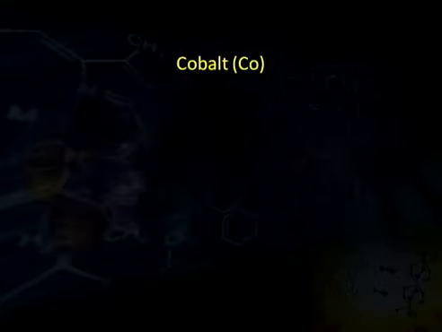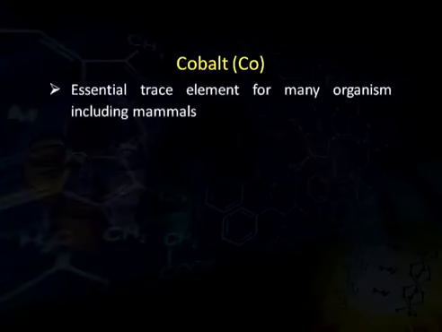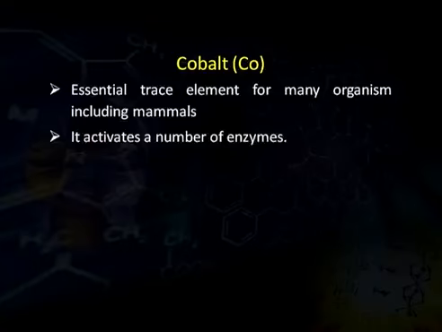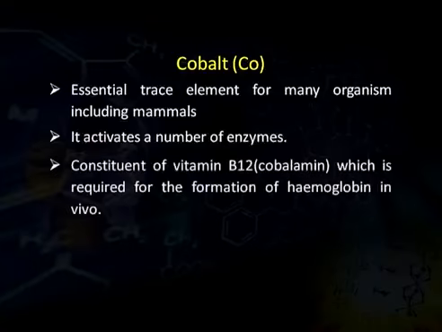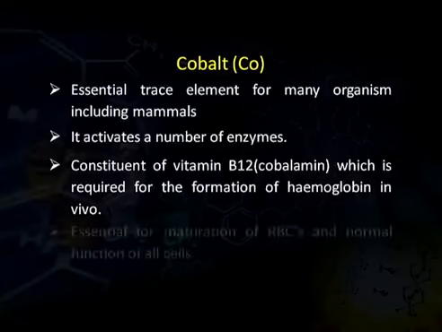The next element, which is an ultra trace element, is cobalt. Cobalt is an essential trace element for many organisms including mammals. It activates a number of enzymes. It is a constituent of vitamin B12, which is called cobalamin, and is required for the formation of hemoglobin in vivo.